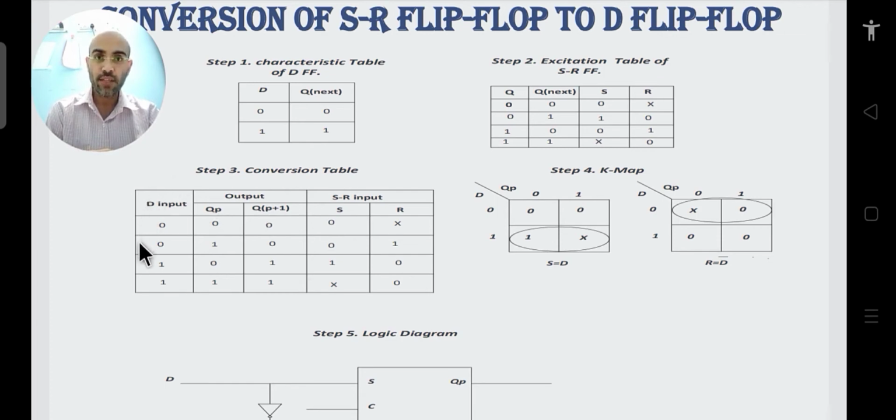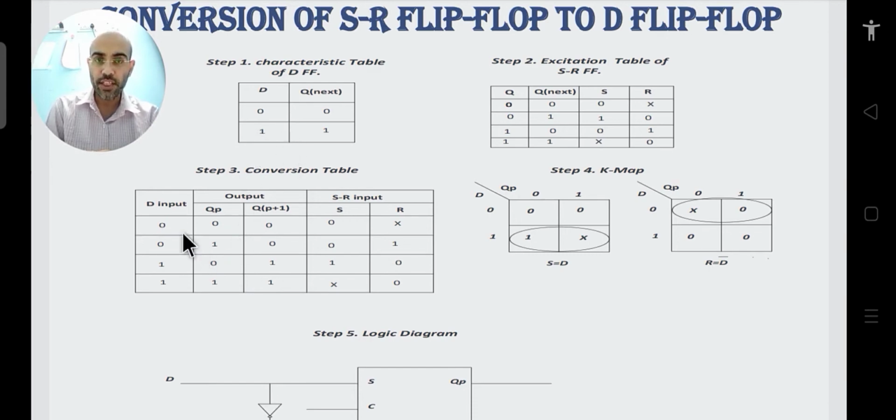First we take the characteristic table of the desired flip-flop and we write all the possible inputs. For all the possible inputs, what will be our present state and what will be our next state, and then corresponding to this present state and next state, we use the excitation table of the given flip-flop to write the remaining part of the conversion table, or step 3. So in this table, for the corresponding states QP and QP+1, what will be our inputs S and R, that we write from the excitation table.